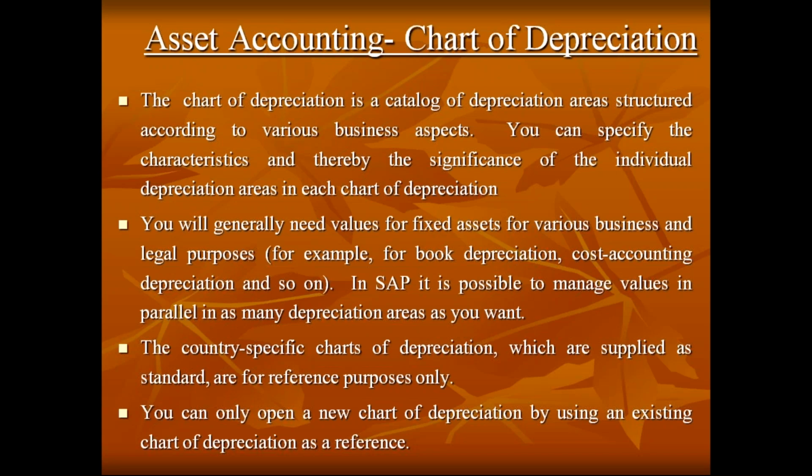Let me just go through this. The chart of depreciation is a catalog of depreciation areas structured according to various business aspects. You can specify the characteristics and thereby the significance of individual depreciation areas in each chart of depreciation. You will generally need values for fixed assets for various business and legal purposes, for example, book depreciation, costing depreciation, and so on.